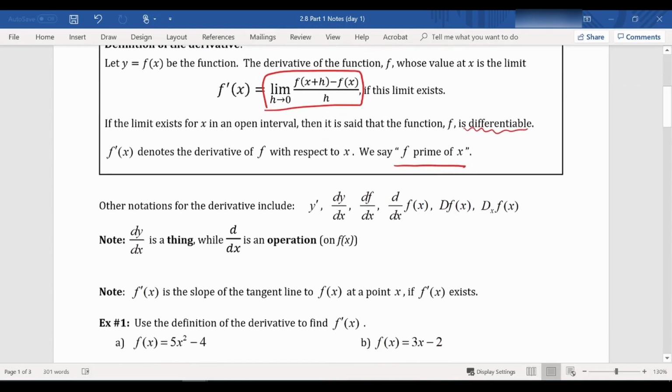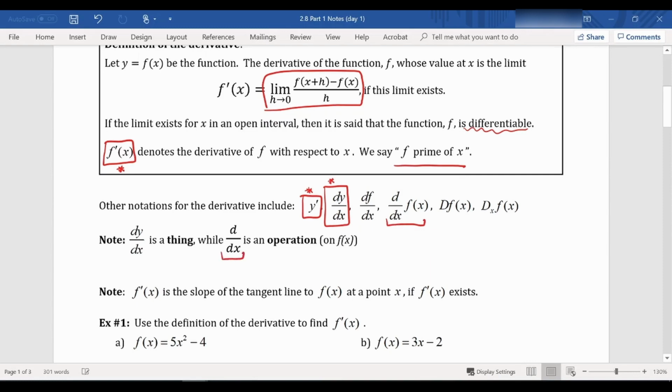There are some other notations. y prime, you will see a lot this chapter. f prime, you will see a lot this chapter. dy dx, you might see this chapter. You will for sure see it next chapter. We deal with this one almost exclusively next chapter. The rest of them you won't see as much, except this guy here.